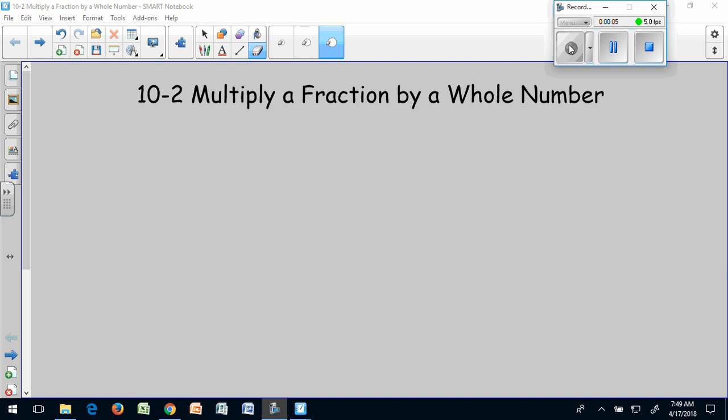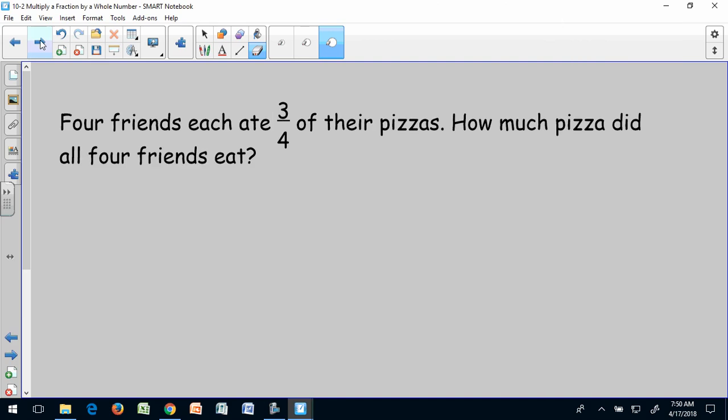Today, we are going to work on multiplying a fraction by a whole number. In 10-1, you multiplied a whole number by a unit fraction. In this lesson, the fractions will not always be unit fractions, which means there will not always be a 1 in the numerator. Let's see what this looks like.